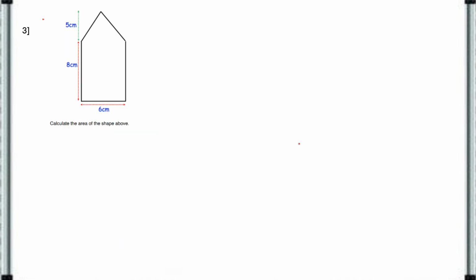Now in question number 3, again the same. What you have to do first is naming. Always remember, you have to name the diagram first. So A, B, C, D and E. Okay, I'm connecting point E and B.